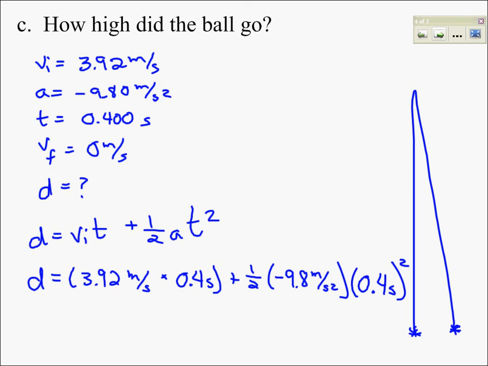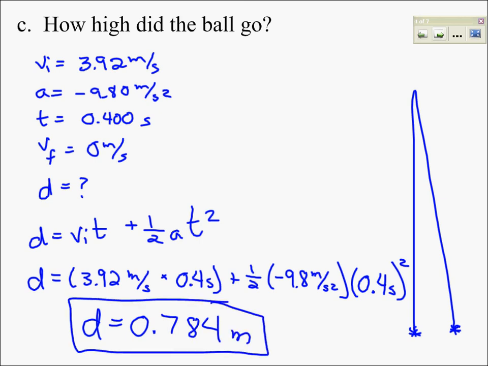I want to verify my answer, so I'm using my calculator. 3.92 times 0.4 plus 0.5 times negative 9.8 times 0.4 squared, and I have a displacement of 0.784 meters. So it doesn't go up very high. And that's your first example. Let's do one more.